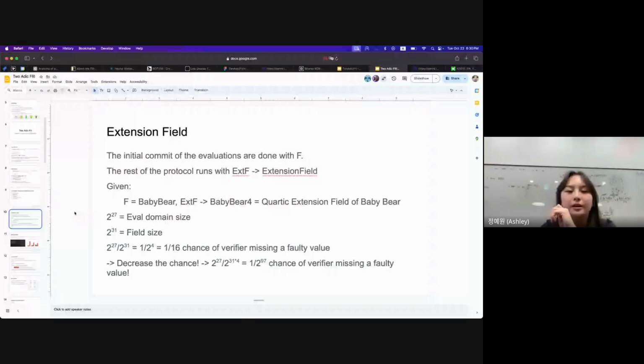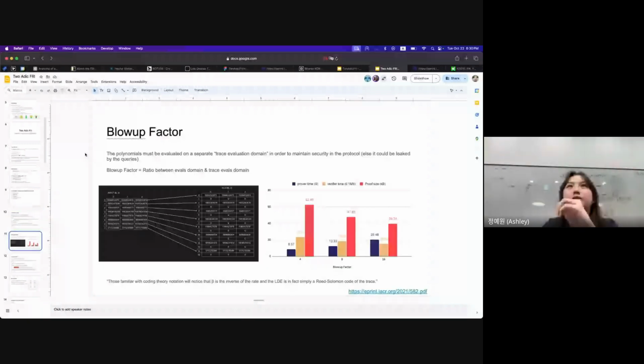This is used for coset LDEs, our initial evaluations of a polynomial on the domain, like this guy right here. It's used to blow up the number of evaluations in total. And the reason we do this is because we want to maintain security. If this wasn't done, it's possible that the polynomials could be leaked through queries. So that's why we have these blowup factors.